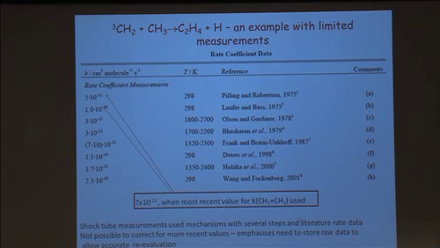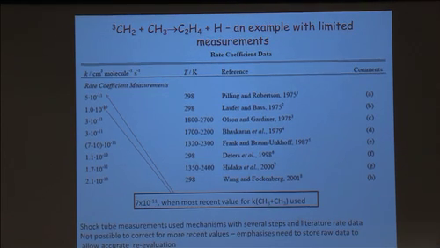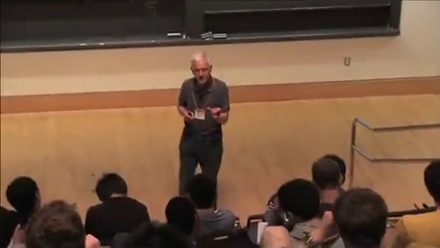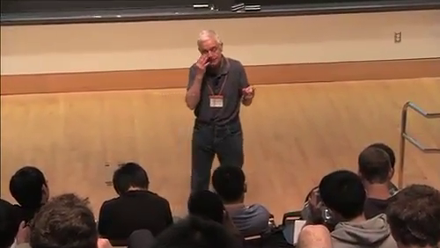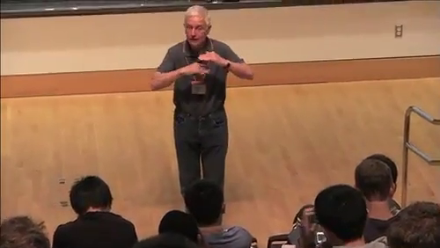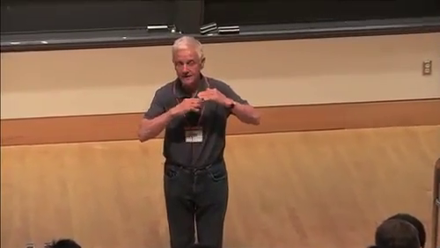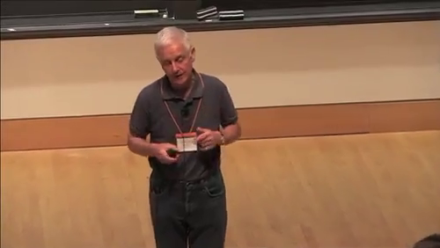It's possible to go back to those old data and reanalyze them because there was a very simple process used to determine the rate coefficient, which was looking at two reactions that competed directly with very little else happening.